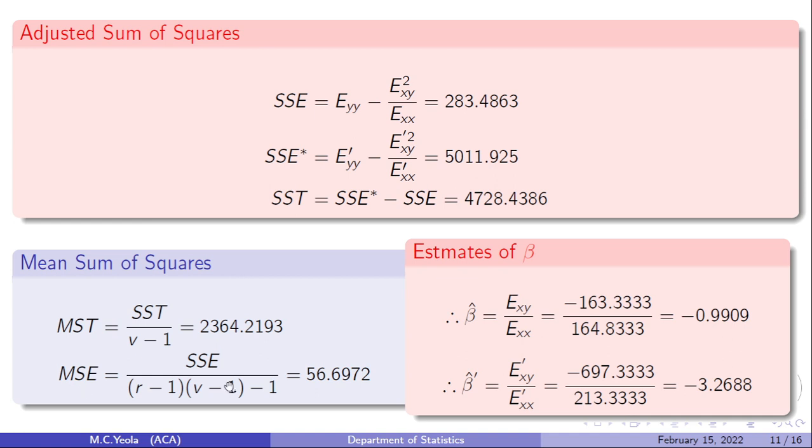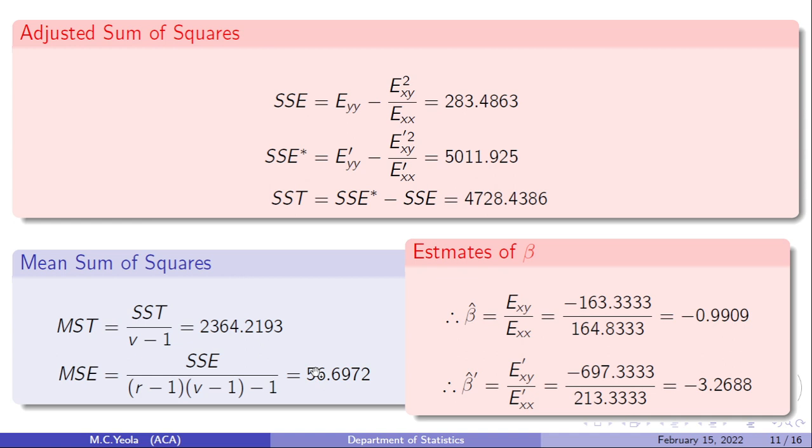And MSE, we have SSE divided by R minus 1 into V minus 1 minus 1. SSE means this value, 283.4863. This value we use here and divide by R minus 1. R is the number of replications, that is 4, so 4 minus 1 is 3. V is the number of treatments, which is 3, so 3 minus 1 is 2. So 3 into 2 gives us 6, and 6 minus 1 is 5. So this SSE, 283.48, divided by 5 gives us this answer here.